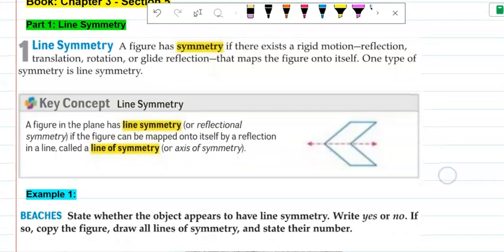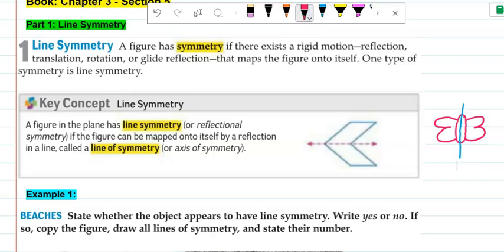Line symmetry is when we can draw a line and have the figure fold along that line and match up perfectly. The one that always comes to my mind is a butterfly. This is not going to be the best butterfly, but you'll get the idea. If we have a butterfly and we drew a line down the middle, the wings would fold and match up perfectly, just like folding a piece of paper.